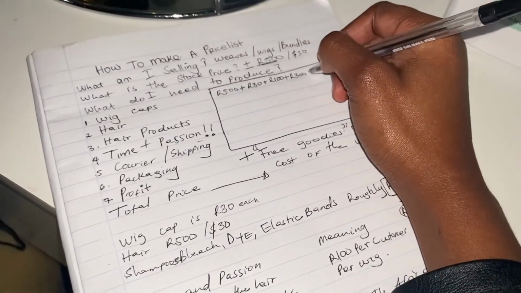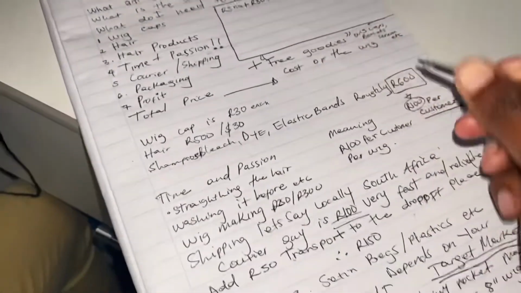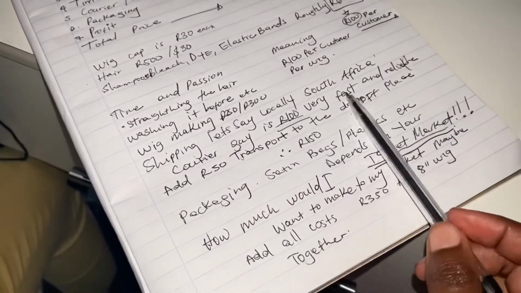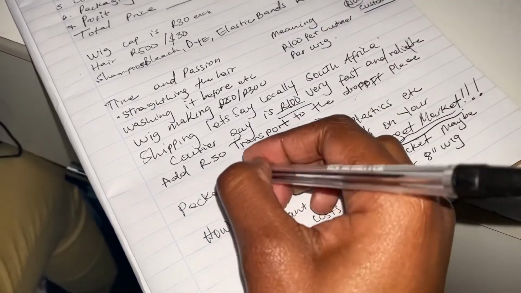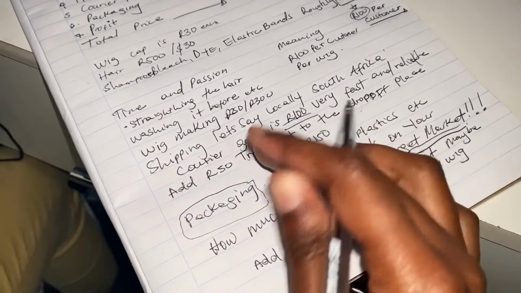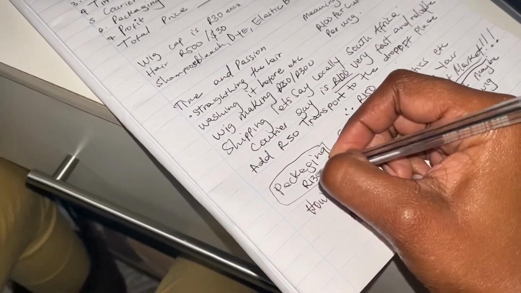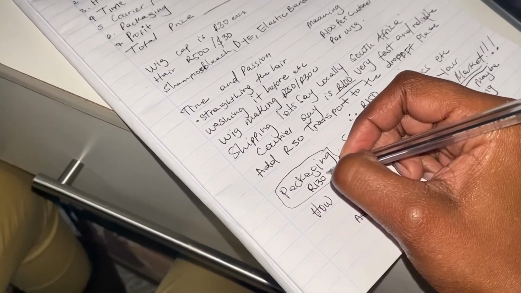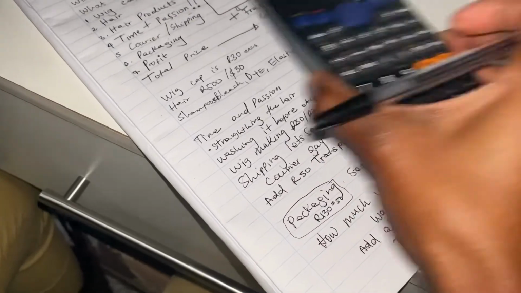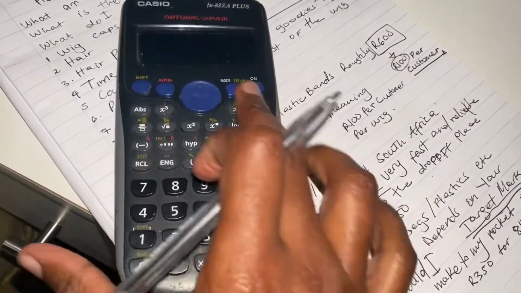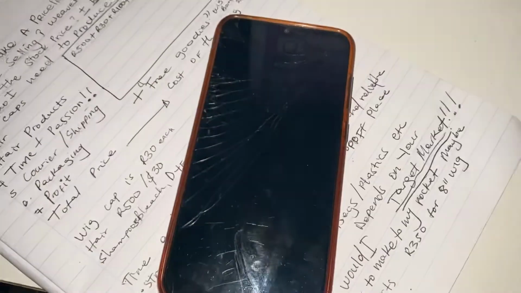So basically that was the 500 rands that you need, the one that I said was the stock price at the beginning of this video, and then I was pointing out everything, the money that you need to add. So I was just trying to show you. Let's say the packaging is 130 rands, and for 130 rands you usually get like 50 plastics. My calculator had problems, so I had to use my other phone.